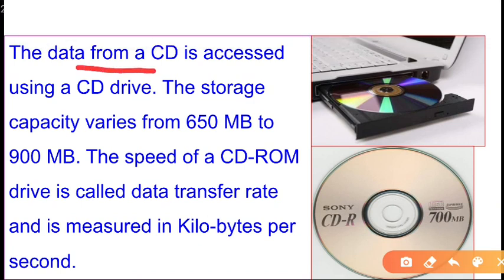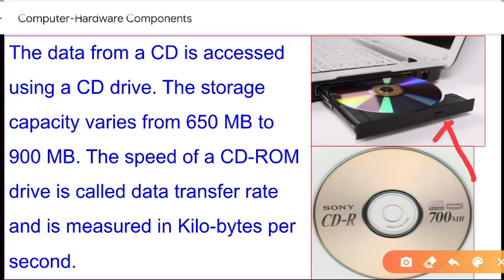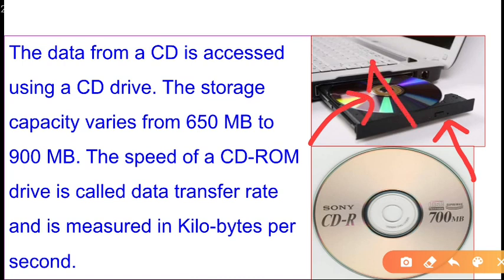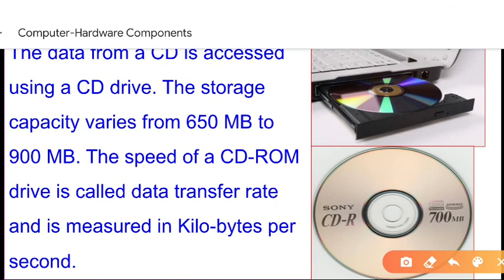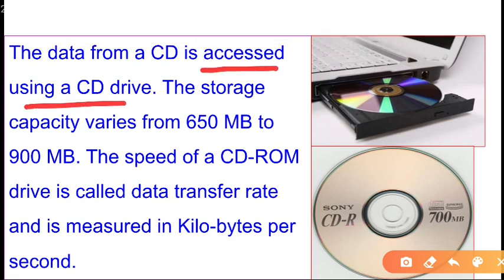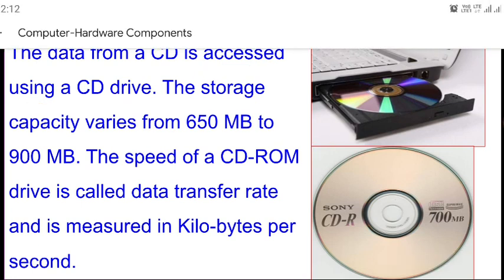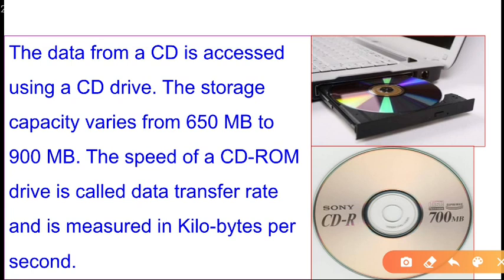Then the data from a CD is accessed or retrieved using the CD drive. So see this drive, this drive is called the CD drive. You press the button on the CD drive, see, this is the button that you press, and then this comes out. You insert the CD inside the drive, and then you close this, and then it starts running, and you can access or read the data from the CD. So what is this device called? CD drive.